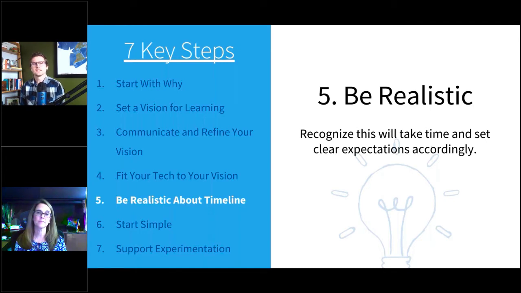Right, and it seems like this is something that, as you're communicating your vision and working with different stakeholders and figuring out the way forward, it's a good idea to think about what it looks like in year one, then in year two, and to set those expectations up front. So the next point is to start simple.